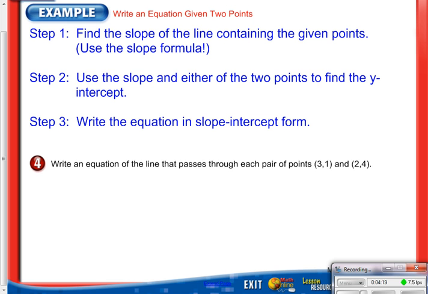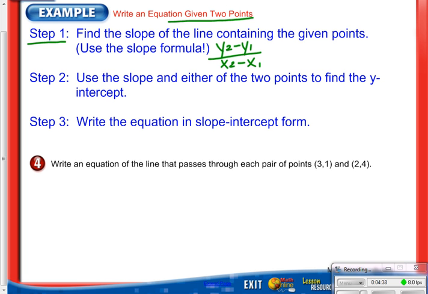Example 4 here, we're going to try a little curve at you. It says write an equation given 2 points. So we aren't given any slope. So the first step that you need to take is find the slope. You'd find that slope by the slope formula, y2 minus y1 over x2 minus x1. Maybe write that down on the paper there.